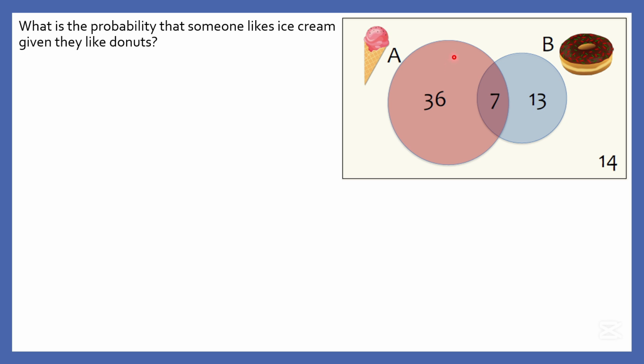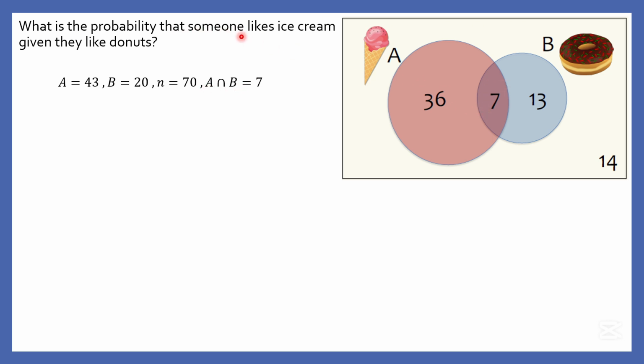Now we can see the Venn diagram here. A is equal to 36 plus 7, equals 43. B is equal to 7 plus 13, which equals 20. And the sample size is 36 plus 7 plus 13 plus 14, which totals up to 70. And we can see the intersection here of A and B is 7.